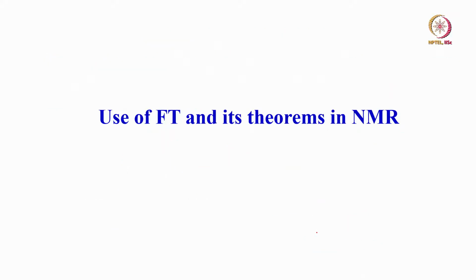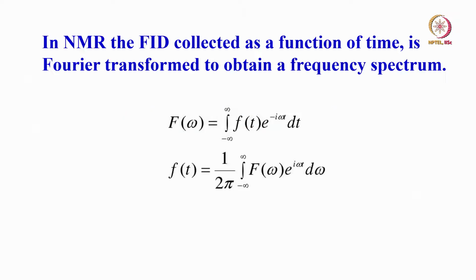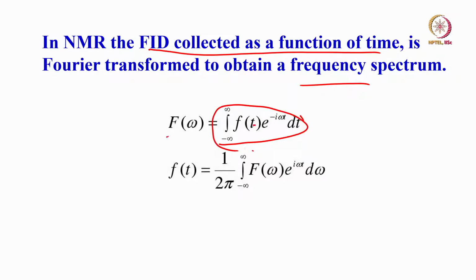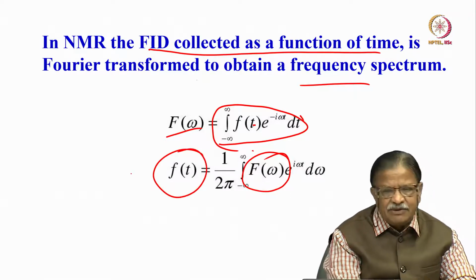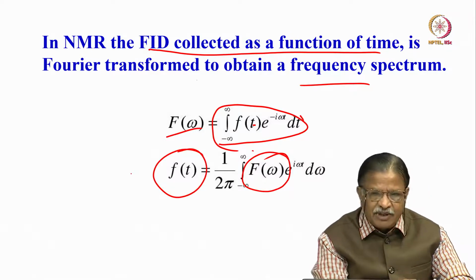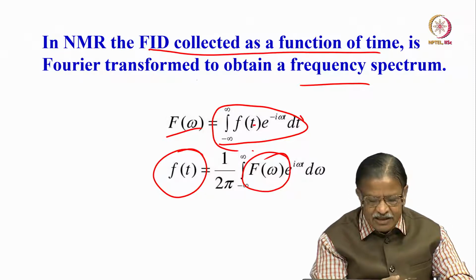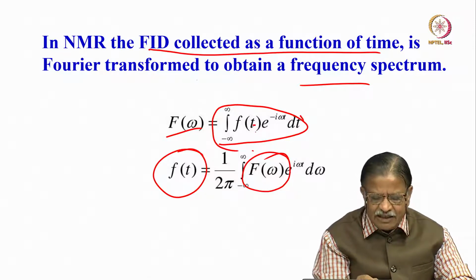Now we use this Fourier transformation very often in NMR spectroscopy. I collect the signal in the time domain, do the Fourier transformation like this, and get the frequency spectrum. I can go back: I have the frequency spectrum, do the inverse Fourier transformation of it, and I get back the time domain signal. I can interchange between these two. We normally collect the signal as a function of time.